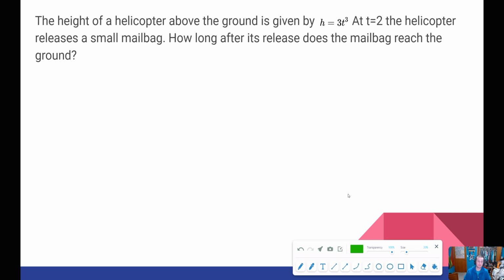So the next problem. The height of a helicopter above the ground is given by h equals 3t cubed. At t equals 2, the helicopter releases a small mailbag. How long after its release does the mailbag reach the ground? So if you want to give this a try, go ahead. Otherwise, if you're enjoying the show, we'll keep going.